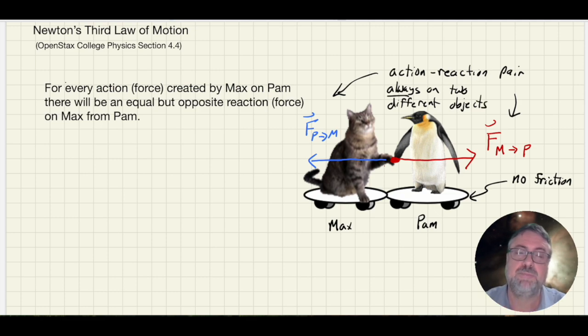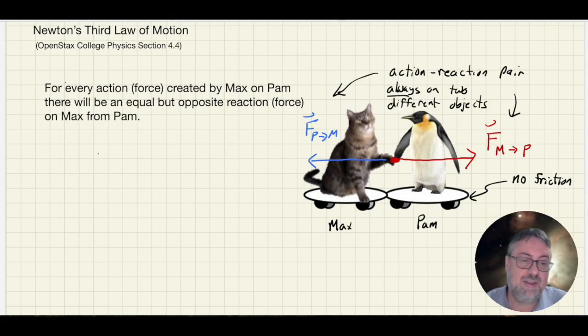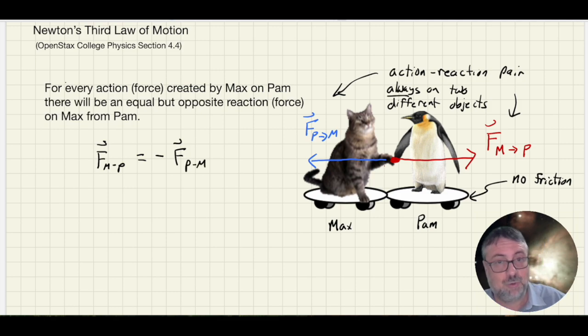If the action-reaction pair was always on a single object, then nothing would actually ever accelerate, because for every force we created, there would be an opposite force countering it, canceling it out. So we note that the force that Max creates on Pam, that is the force of Max on Pam, is going to be equal but in the opposite direction. So in vector notation, the force of Max on Pam is equal to minus the force of Pam on Max. And again, it doesn't matter who initiates the force, there will always be an action-reaction pair.